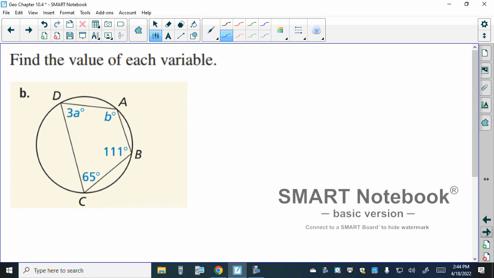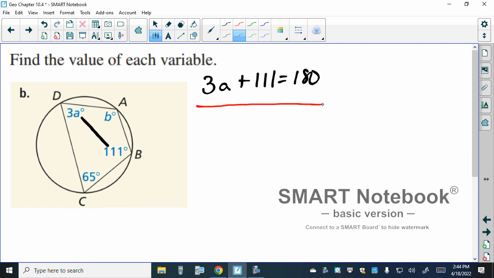Okay, so we want to find the value of a and b. What do we know about 3a and 111? Yes. 3a plus 111 add together to be 180 because the opposite angles in an inscribed quadrilateral add together to be 180. So what can we do first to solve for a? We could divide, but it's going to be easier to subtract 111 first. Because if we divide by 3 first, we have to divide everything by 3. So we'll have to divide the 3a, 111, and 180, which would work, but it's nicer if we subtract first.